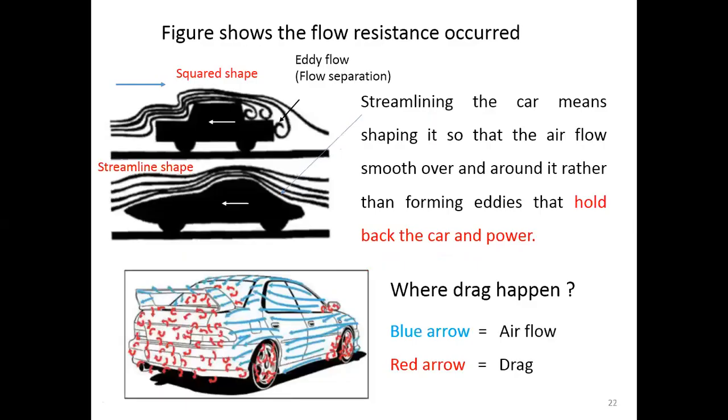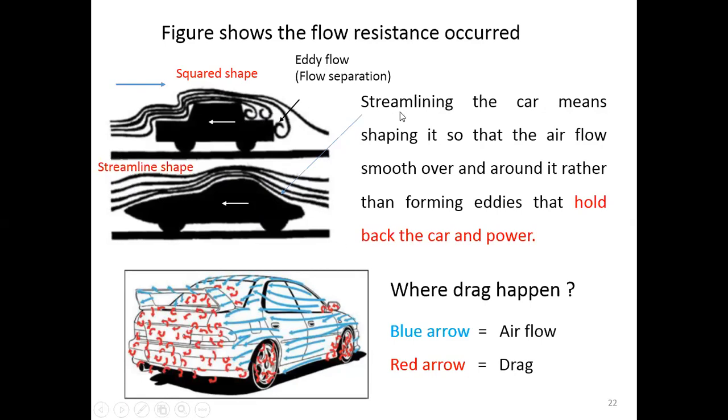Okay, and this picture shows you how the flow resistance occurs. You have the shape of the car. For different shapes, you have different flow that happens to the car. The first one is a very old car. We call it a square shaped car. You can see that you get the eddy flow or the flow separation behind the car. This creates resistance that the car has to overcome. For a streamlined shape of the car, you can see that the flow is smooth. It flows from the front and leaves behind the back of the car smoothly.